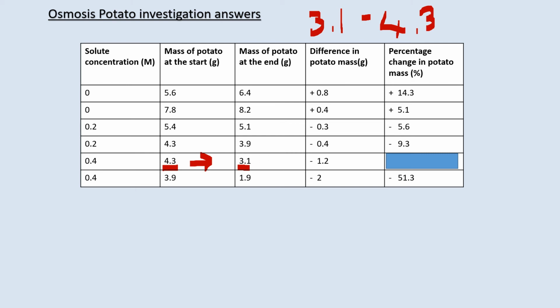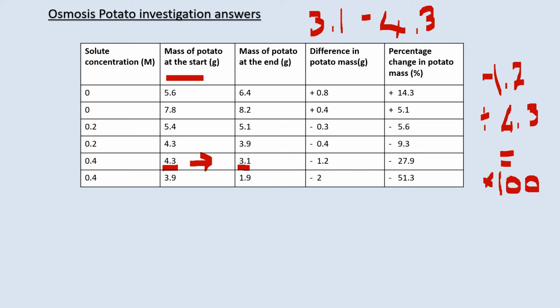Right, now we're going to look at our percentage change in our potato mass. So we need to put our difference, which is minus 1.2. We need to divide it by our original, which is our mass at the start. So that would be our 4.3. Click our trusty equals button on our calculator, then times it by 100, and we should have got minus 27.9%. And then the last one was done for you.